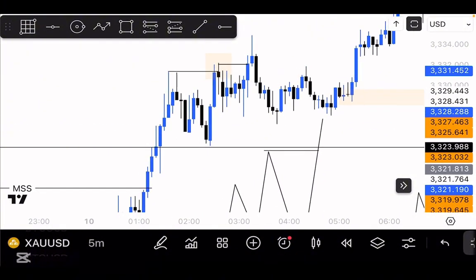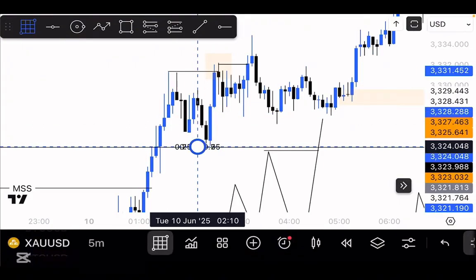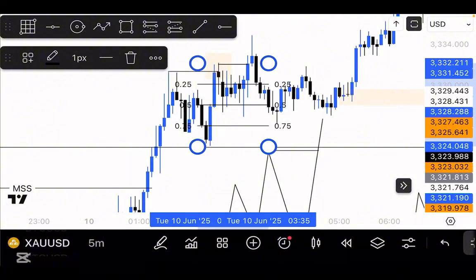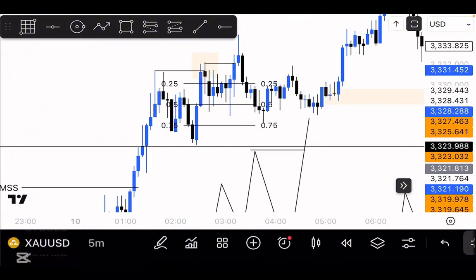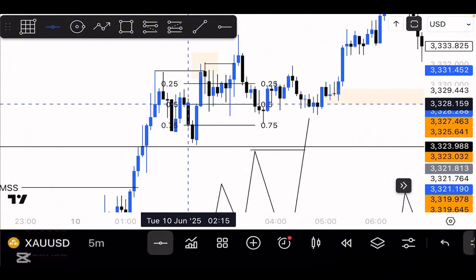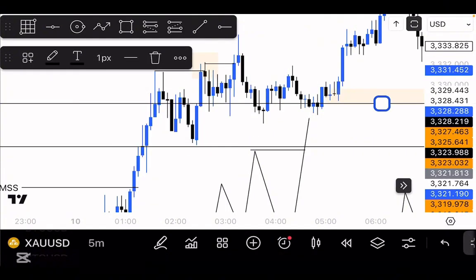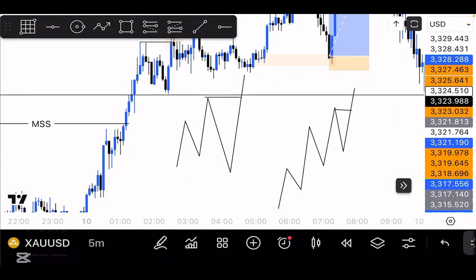Alright, so if you check from this low to this high, you see that price came to the 50%. So where is the 50%? Here is the 50% of this whole move. So price came to the 50%. So which setup is this?